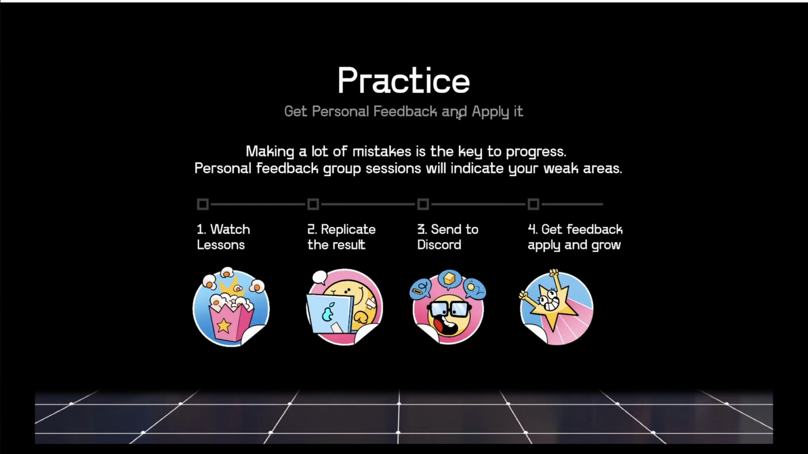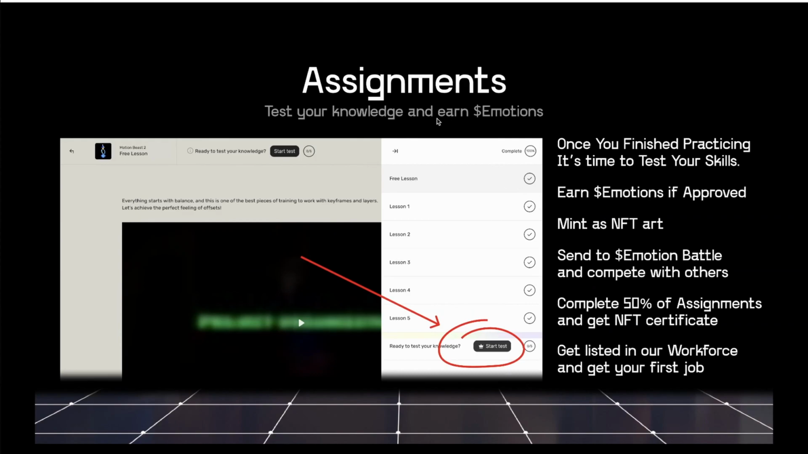After that, you get personal feedback and apply it. So right now you're making mistakes, and it's the key to progress. So my personal feedback group sessions will indicate your weak areas. And the process is very clear. So watch lessons, replicate the result, send to Discord, and get feedback and apply it and grow. So once you complete 10 homeworks, you will be able to start tests, and these are assignments where you can earn emotions, and it will be another roadmap for you.